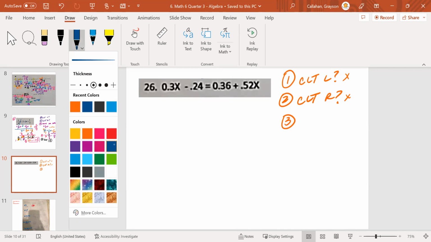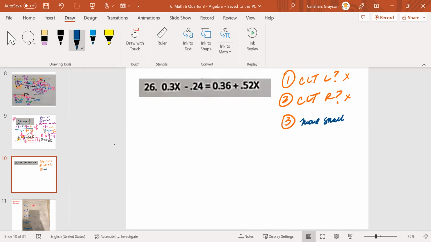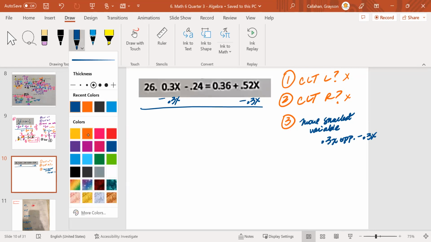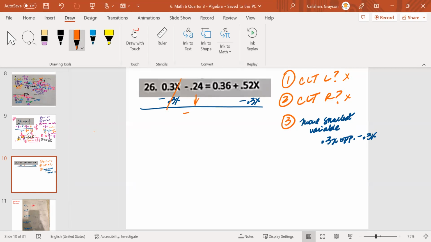Step number 3, move the smallest variable. Which one is that? 0.3x. The opposite of that would be minus 0.3x on the left side, minus 0.3x on the right side. You need to make sure you line everything up like the x's with the x's. Bring down the negative 0.24 equals 0.36. Plus, you can work this on the side, 0.53 or 0.52.